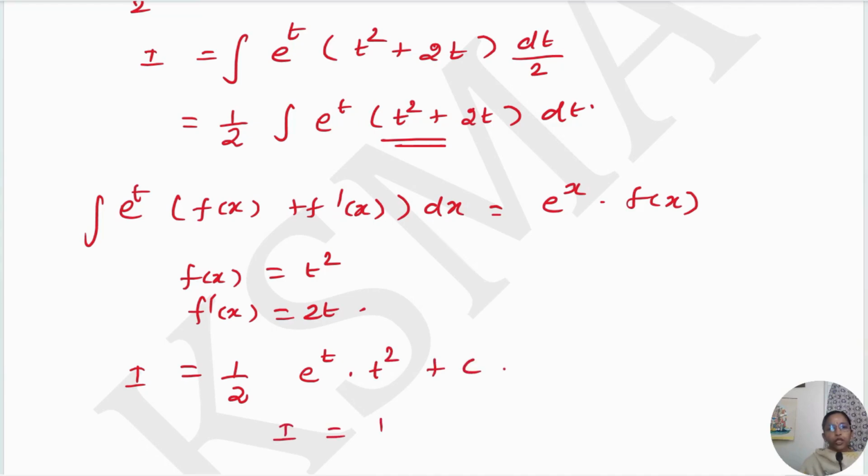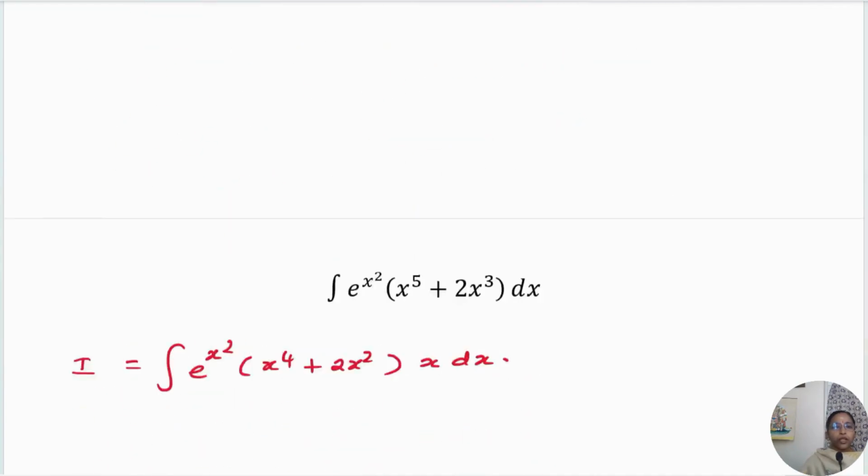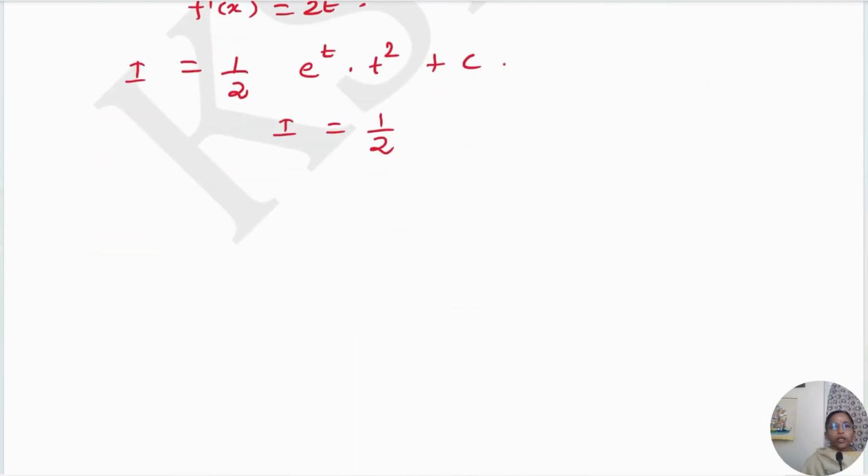Coming to the back substitution, t will be taken as our x square. So 1 by 2 e power x square into x to the power 4 plus c. So this is our answer.